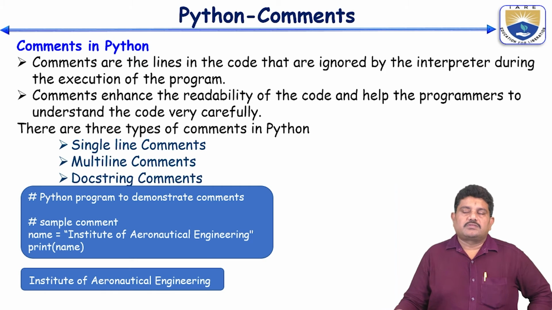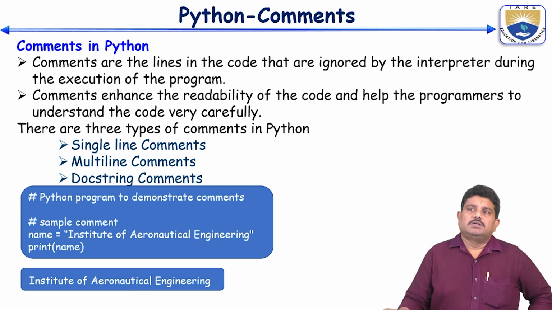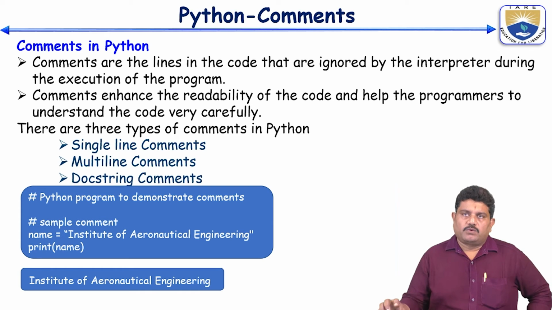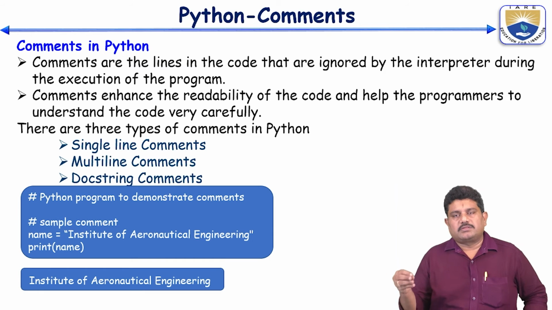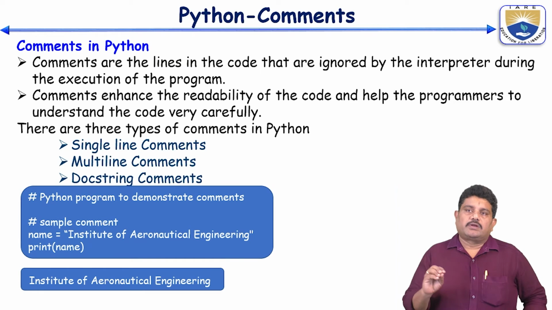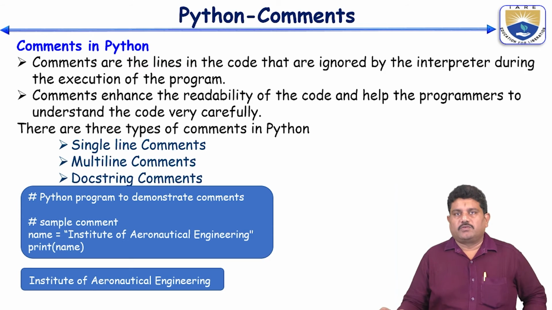So why do we use comments in our program? For giving an explanation about the code, the piece of code, what it is going to do. It describes the variable, or it describes the function, or a piece of the program: what is the purpose of that variable, what is the purpose of that function, what is the purpose of that code piece you are going to write or declare in your program.